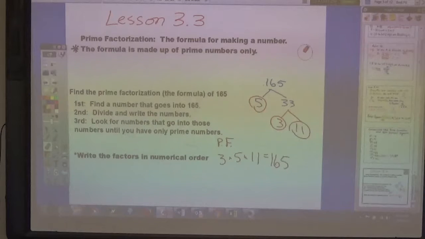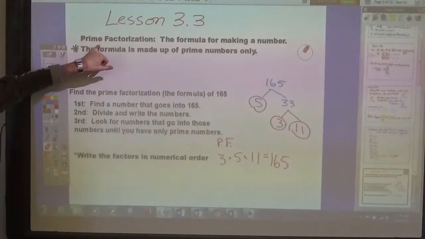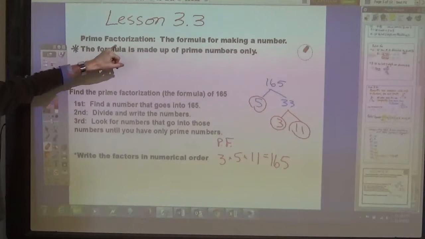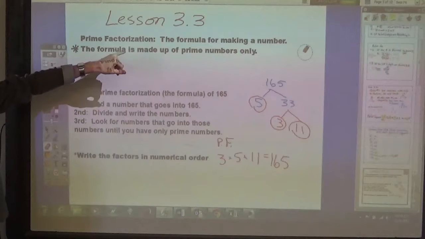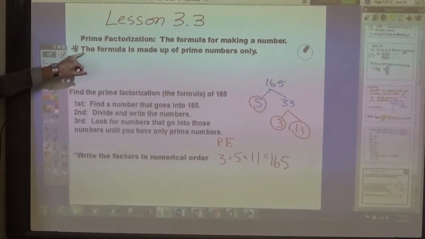Sixth graders, today we're going to talk about writing a formula for a composite number. What we're going to be talking about is prime factorization. The prime factorization is the formula for making a number, and the formula is made up of only prime numbers. Okay?